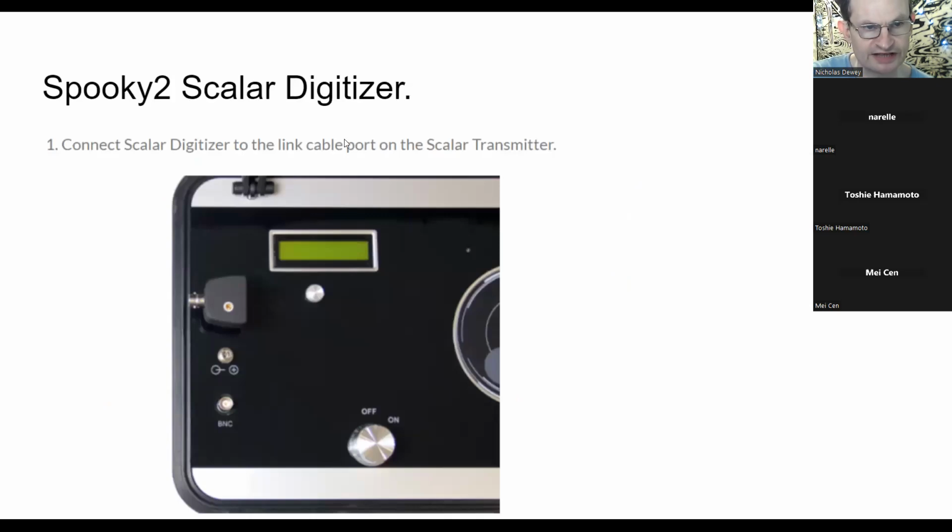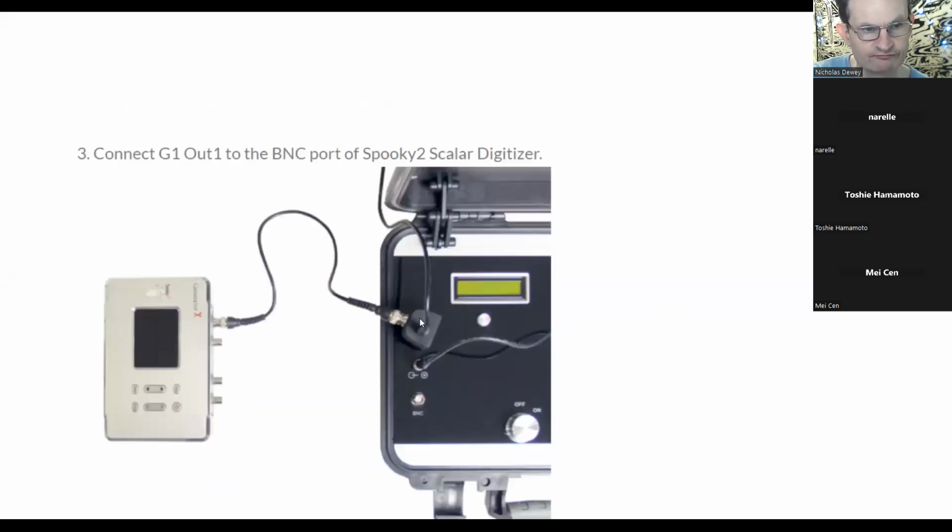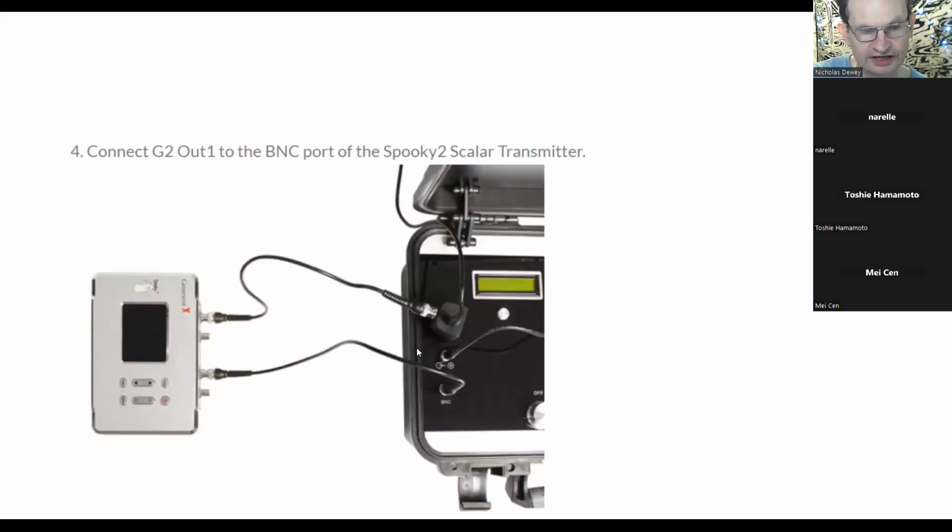Quick chat about Scalar Digitizer. On the left-hand side of the screen, you can see the Scalar Digitizer plugged into the Scalar unit, into the transmitter box. You then connect the link cable to the biofeedback device and also to the Scalar device itself. Generator 1, output 1 is connected to the biofeedback device, whereas generator 2 is connected to the actual Scalar device itself, but still output 1 of the next generator.